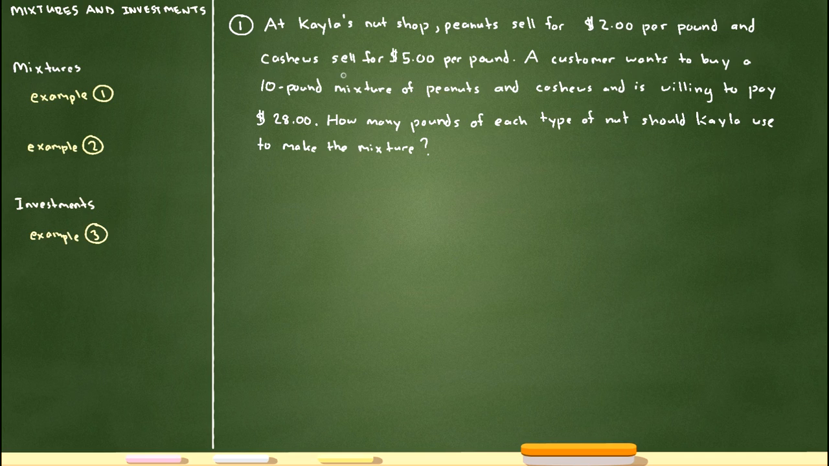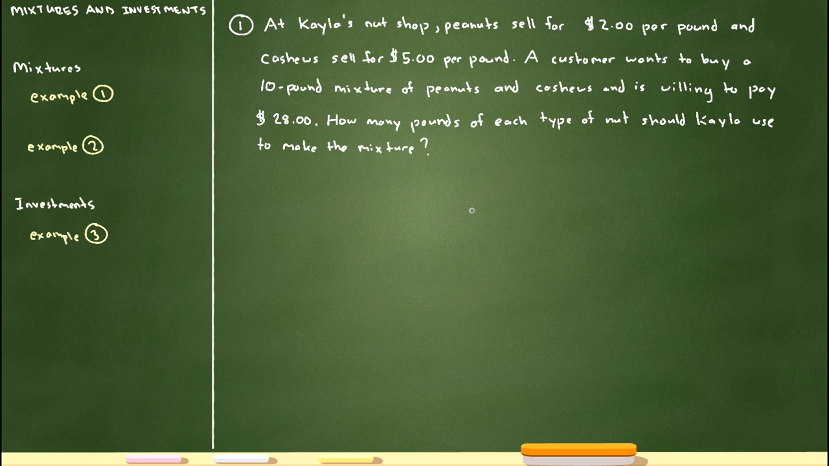And then we'll see if we could take advantage of that standard form of a line to help solve the problem here. So number 1, at Kayla's Nut Shop, peanuts sell for $2 per pound and cashews sell for $5 per pound. A customer wants to buy a 10-pound mixture of peanuts and cashews and is willing to pay $28. How many pounds of each type of nut should Kayla use to make the mixture?